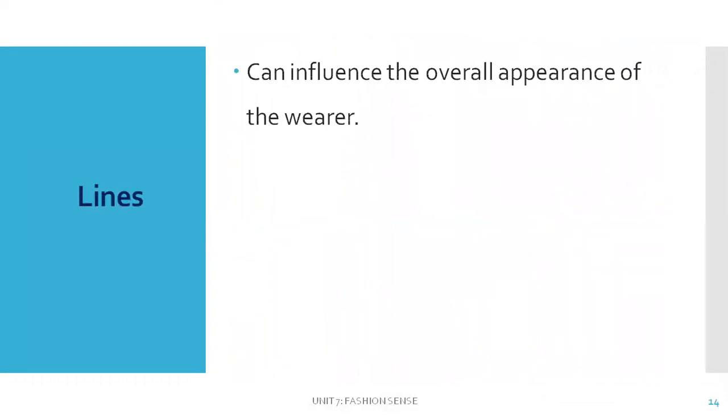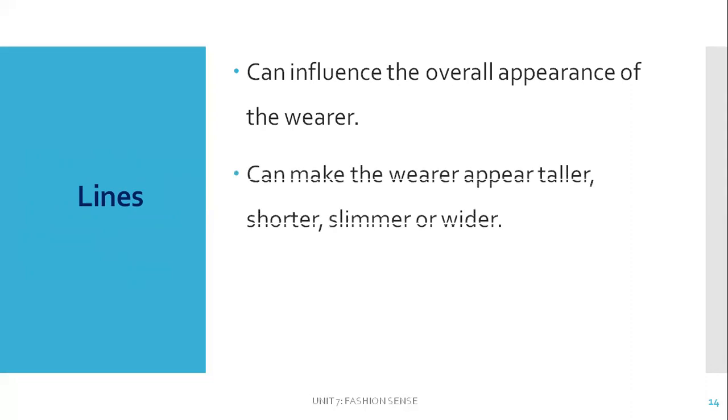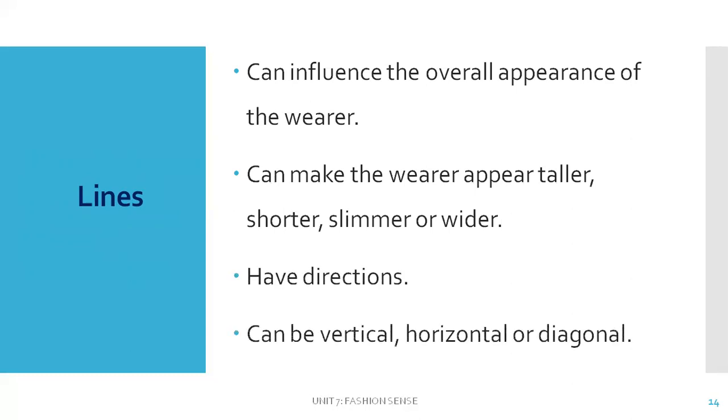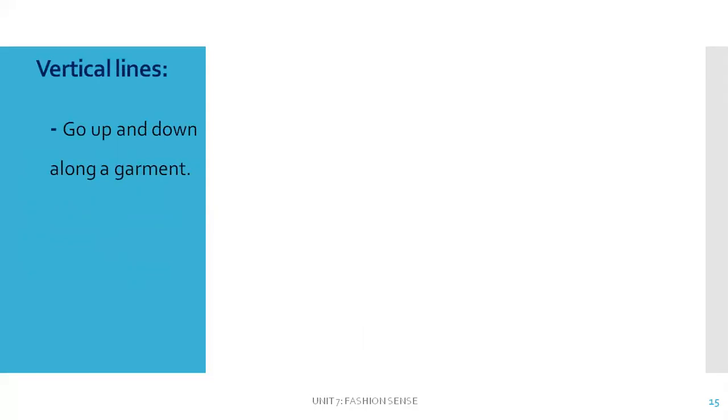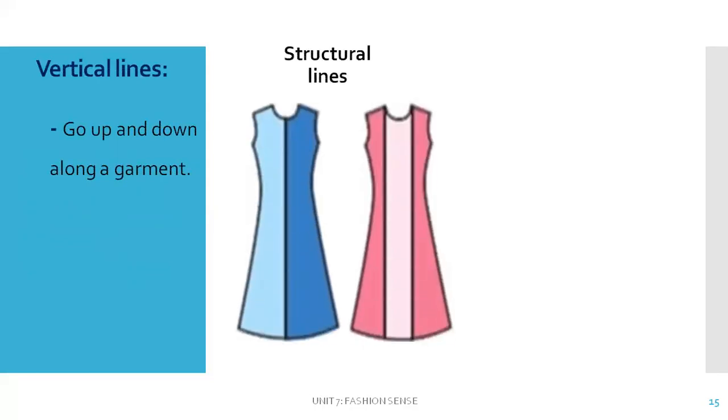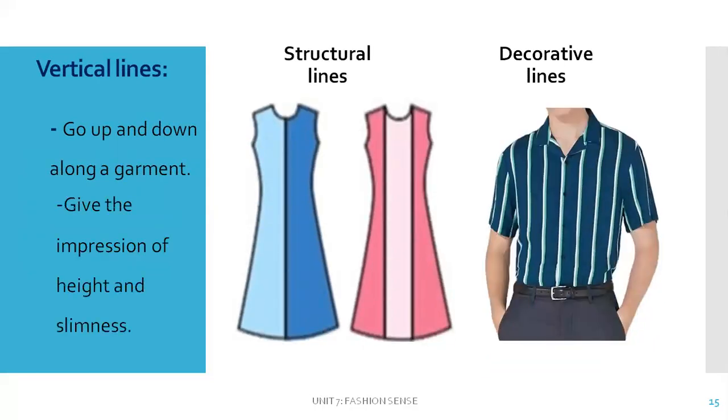Lines can influence the overall appearance of the wearer. Lines can make the wearer appear taller, shorter, slimmer, or wider. Lines have directions. They can be vertical, horizontal, or diagonal. Vertical lines go up and down along a garment. Vertical lines give the impression of height and slimness.